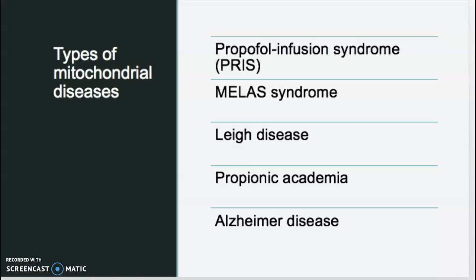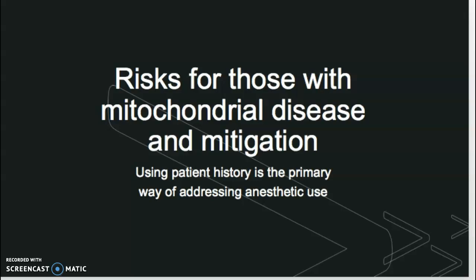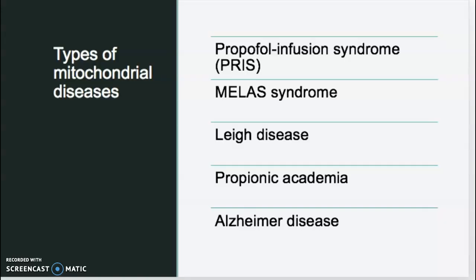So the types of mitochondrial diseases. First off, you have propofol infusion syndrome, and this is known to affect the mitochondria. It's PRIS for short, and this is a clinical syndrome, and there's really no therapeutic relief for it, and it's mainly just not using propofol.